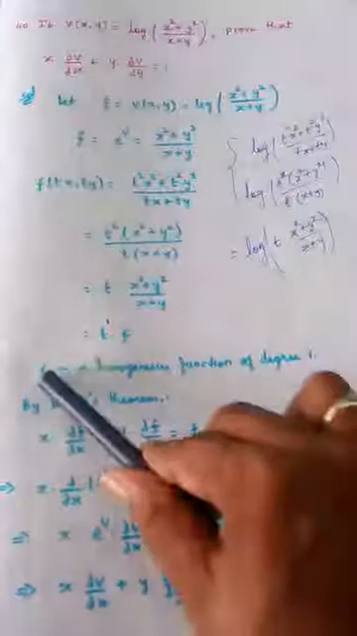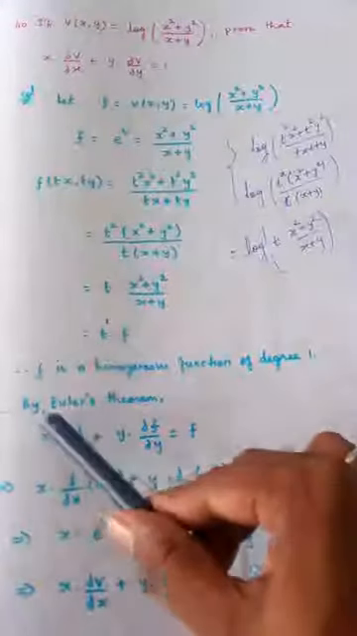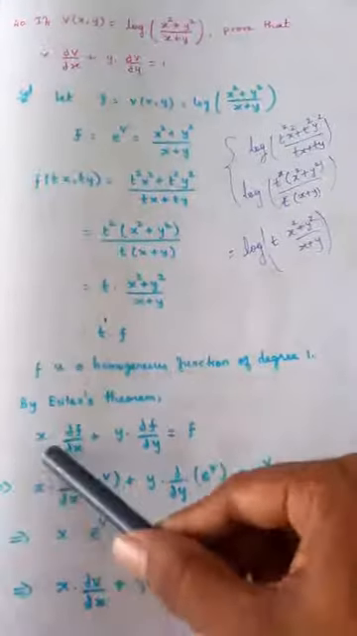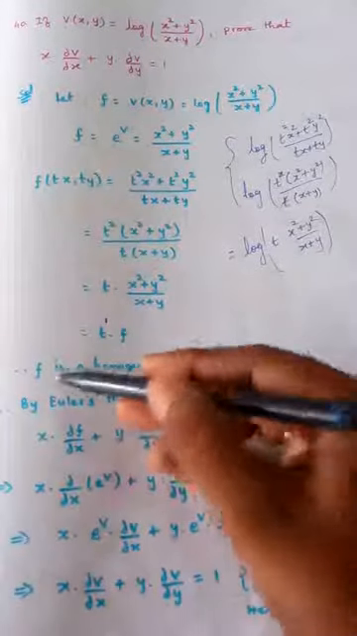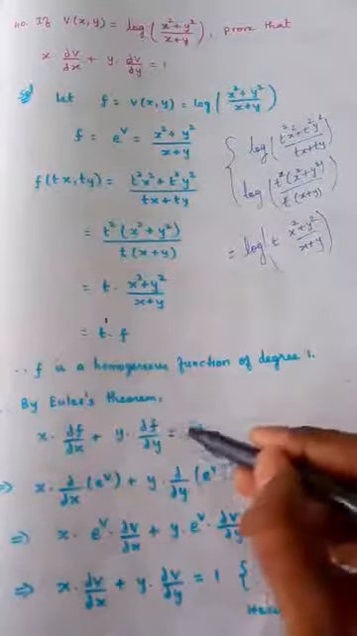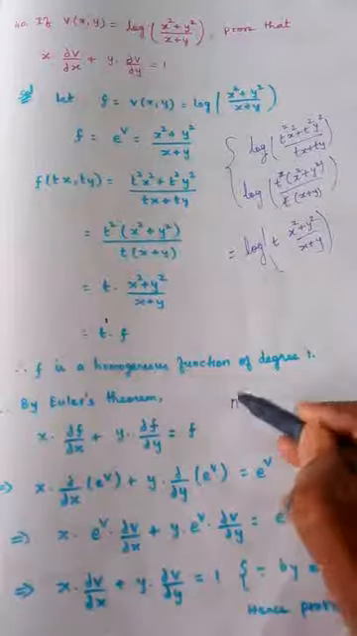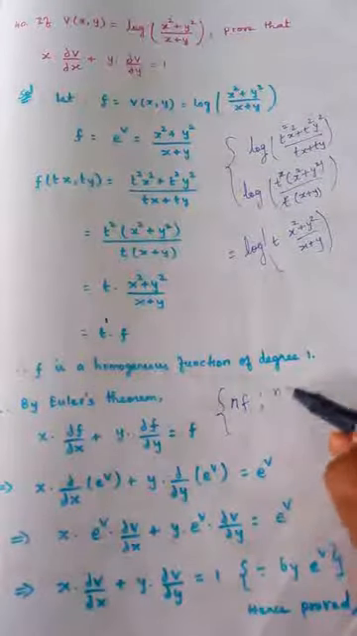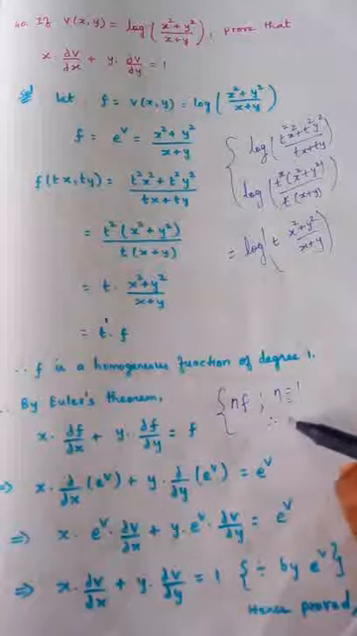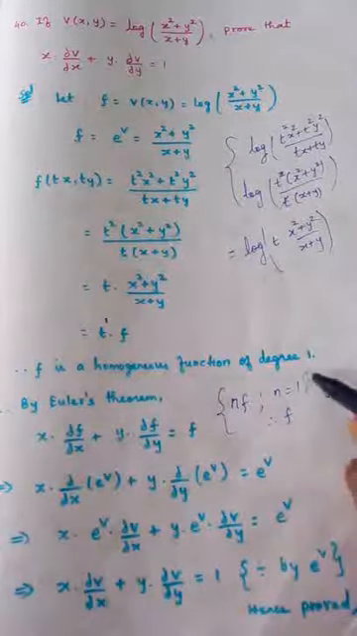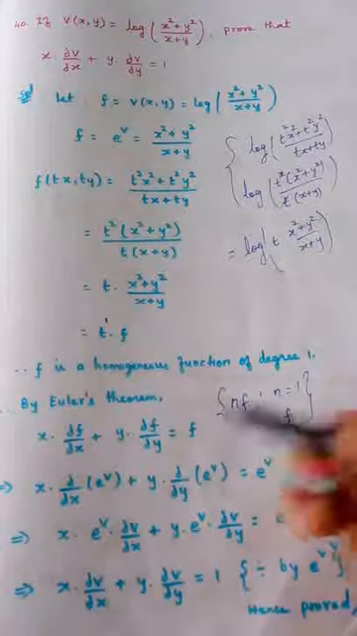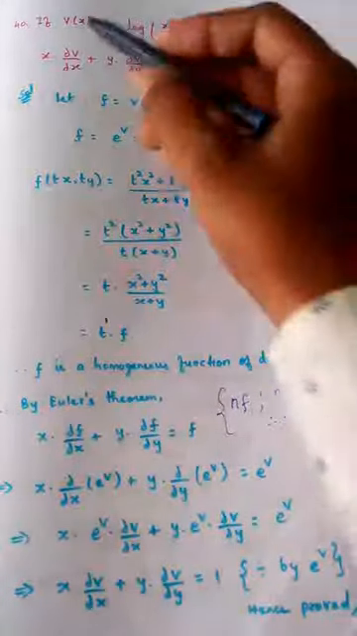Since f is a homogeneous function, by Euler's theorem I can write x into dou f by dou x plus y into dou f by dou y equal to nf. Here n is equal to 1, therefore it becomes only f. In place of n, if you put 1, only f remains. So nf means f.